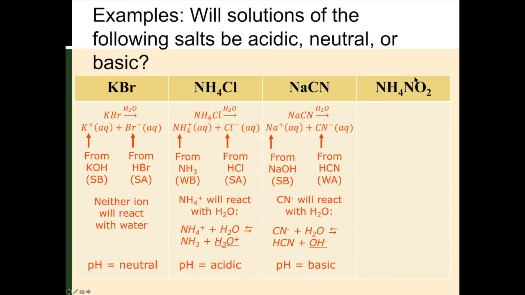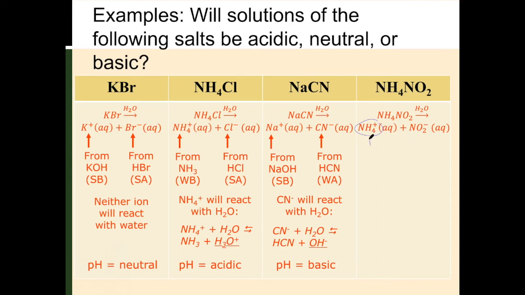So finally, let's look at the situation where we have two ions produced that both react with water. And how do you deal with that? This is a compound known as ammonium nitrite. Hopefully you can see that when ammonium nitrite is dissolved, you get two ions: ammonium ions and nitrite ions. Once again, we analyze these ions to think about the base and the acid that they would have come from.